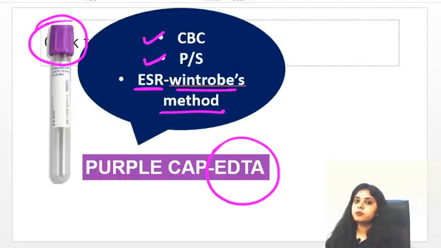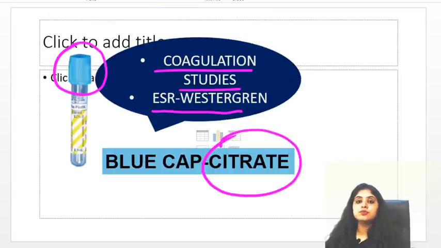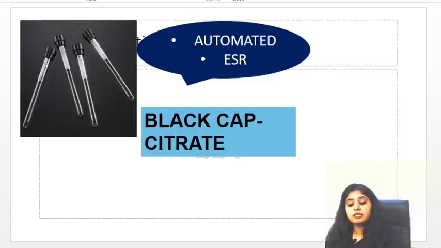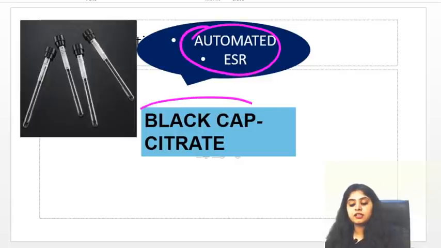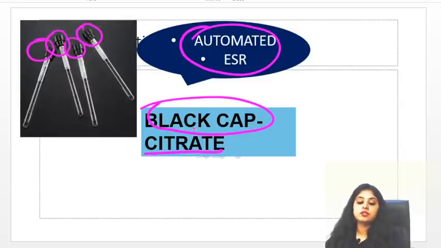I told you the Wintrob's method is going to use the lavender vial. Then I'm telling you the Westergren's method is going to use the blue cap vial. But what if you're doing it in a machine? If you're doing automated ESR, then automated ESR gets you the black cap vial, and that is the citrate vial. I hope that is clear with everyone.